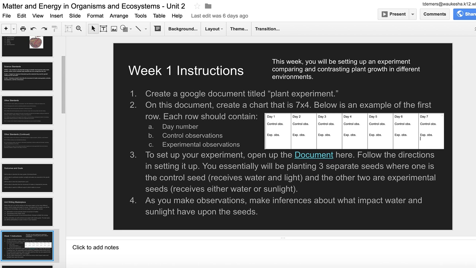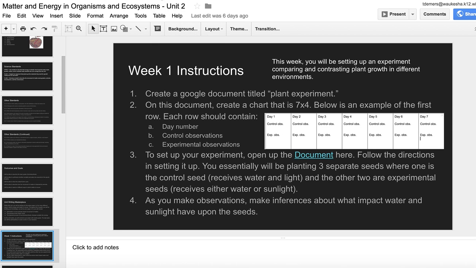You'll be creating 3 different plants. The first one is going to be a plant that has nothing changed about it. This is always called a control because you're going to compare that to your experimental observations. Your experimental observations are going to be where you add in a variable, and a variable is something that changes, and you're going to measure to see if that variable impacts how the plant grows.